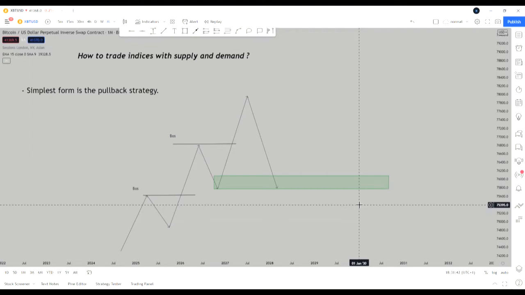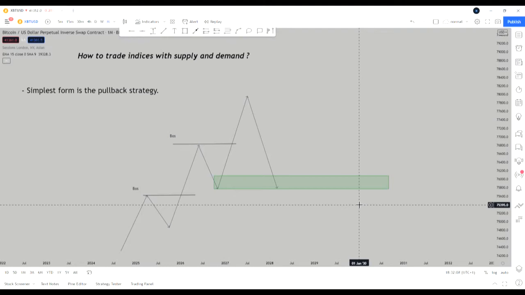How do you really trade indices? So indices are different than trading currencies because there's much more involved to it. So you have to be trading it in a different way than currencies. But they can still be traded with supply and demand rules, but you want to tweak them. And this is what we want to show you guys here.